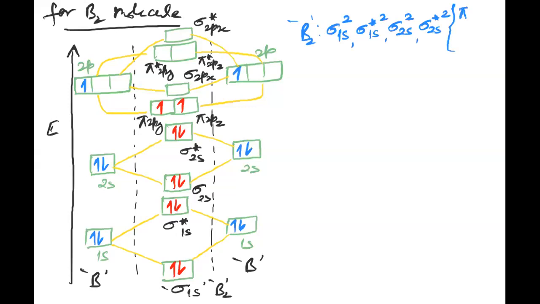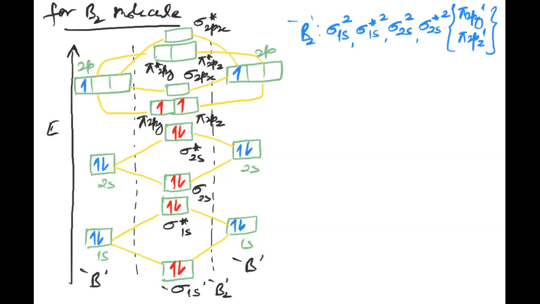It may be pi 2py1, and it may be pi 2pz1. So these two electrons are present in the pi orbitals 2py and 2pz. So this may be the electronic configuration of, let's say, B2.